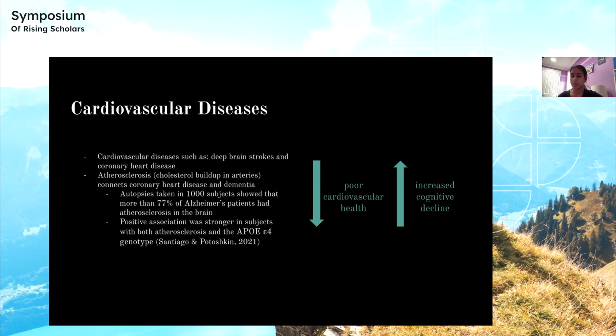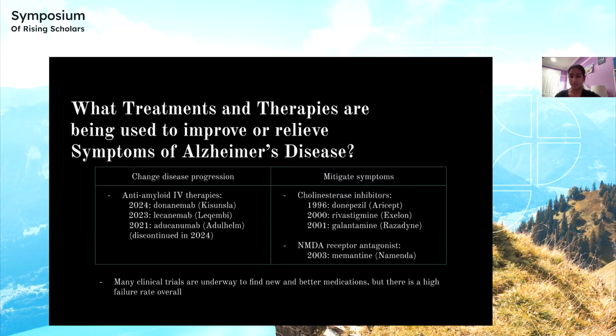With this in mind, we'll move on to discussing current treatment and therapy options used to improve or relieve symptoms of Alzheimer's disease. At the moment, there are two types of treatment approved by the FDA: drugs that change the progression of the disease or drugs that mitigate symptoms. Many of the drugs that change the progression of Alzheimer's work by targeting beta amyloid plaques in the brain. Other treatment options for Alzheimer's lessen or stabilize symptoms by targeting certain chemical messengers between the nerve cells.